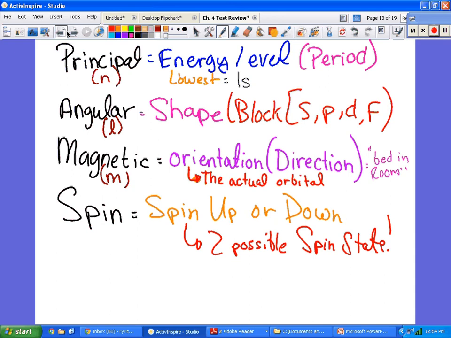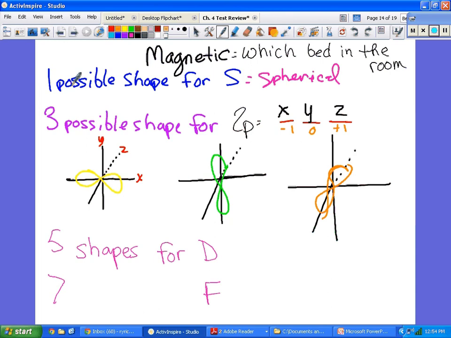Do you have to do the quantum numbers on the test? No, you see, they know these definitions. You don't have to give me the address. You've got to know how to explain the address. Magnetic: which bed in the room?